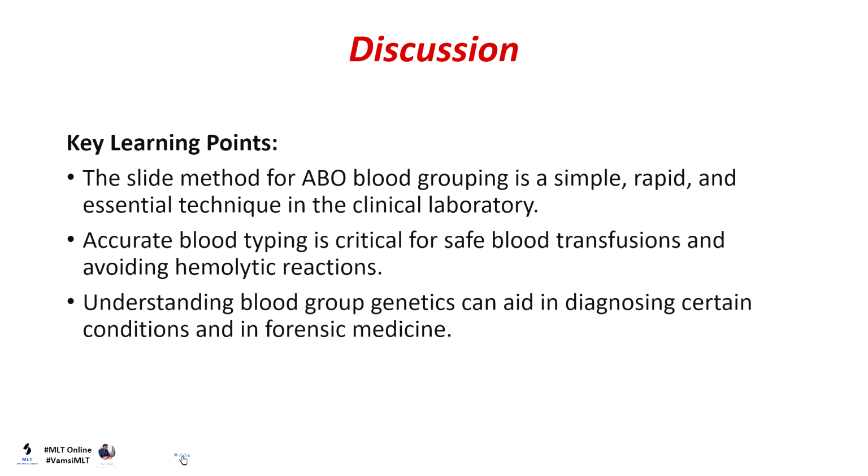Key learning points: the slide method for ABO grouping is a simple, rapid, and essential technique in the clinical laboratory. Accurate blood typing is critical for safe blood transfusion and avoiding hemolytic reactions. Understanding blood group genetics can aid in diagnosing certain conditions and in forensic medicine.